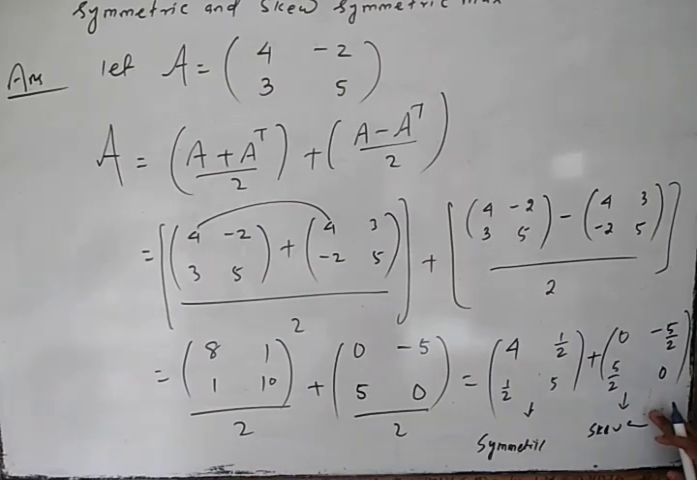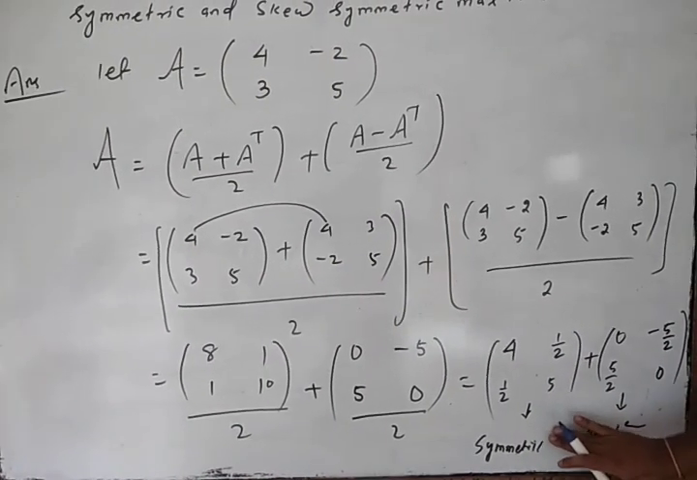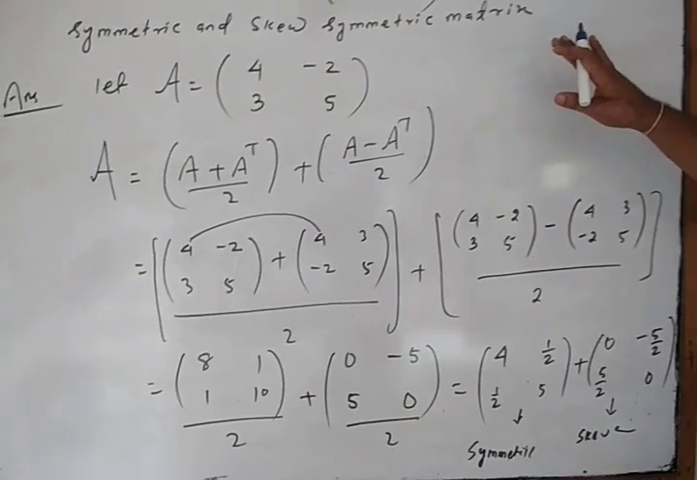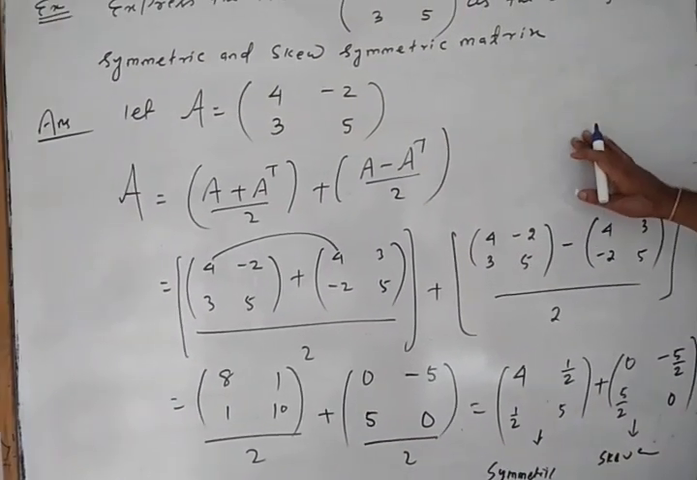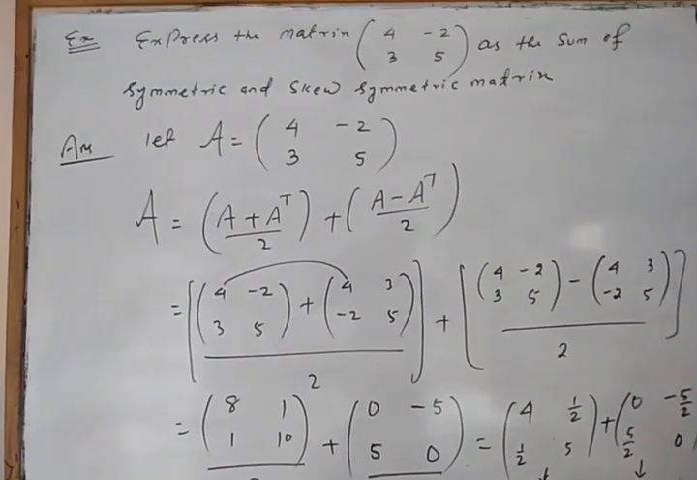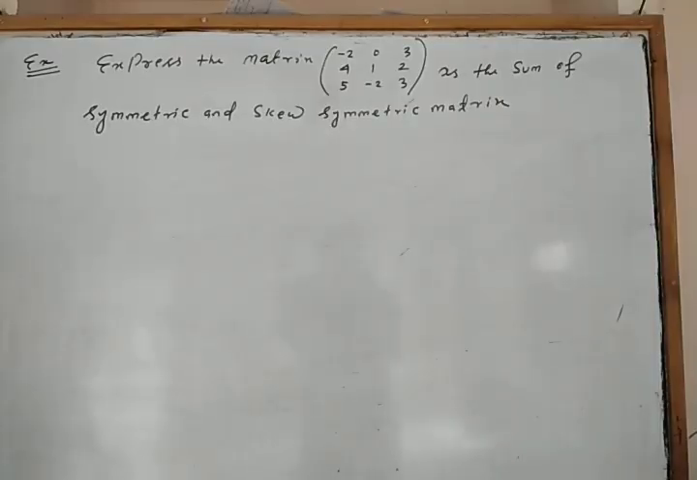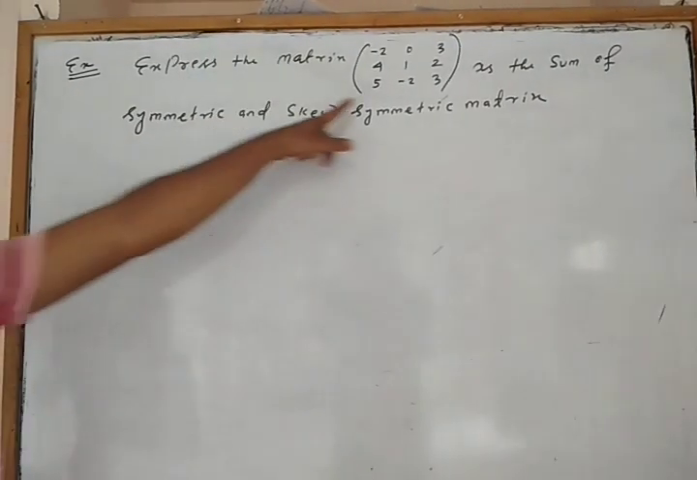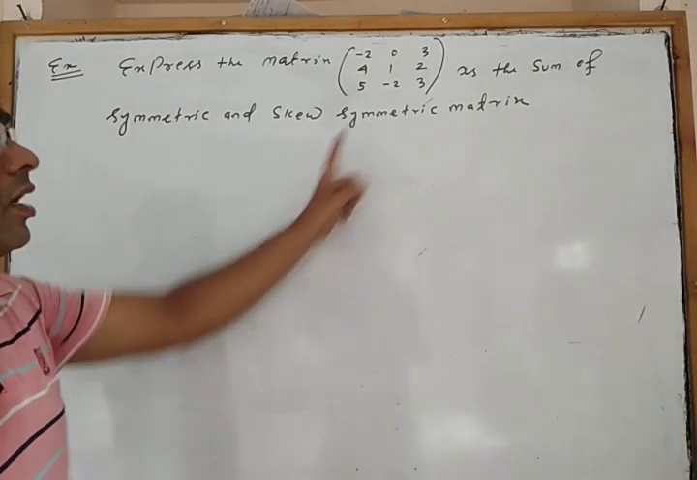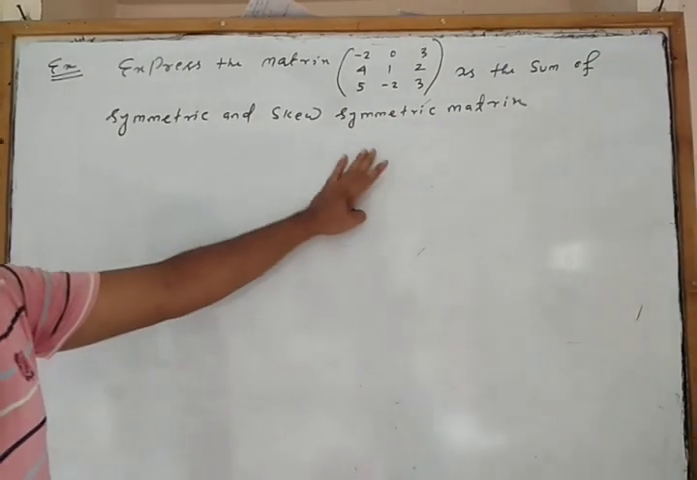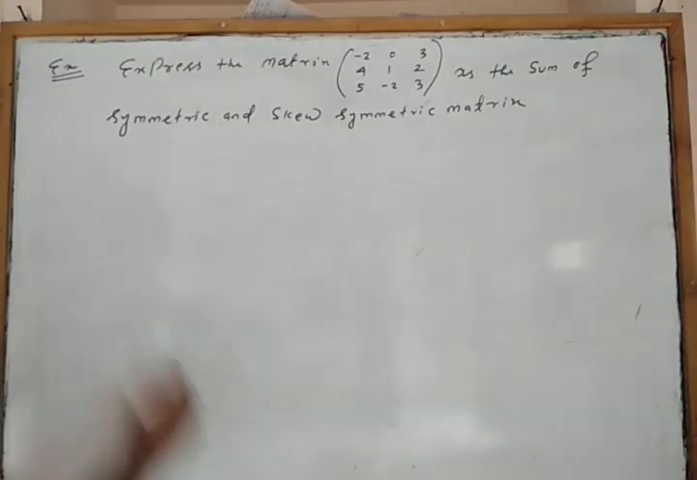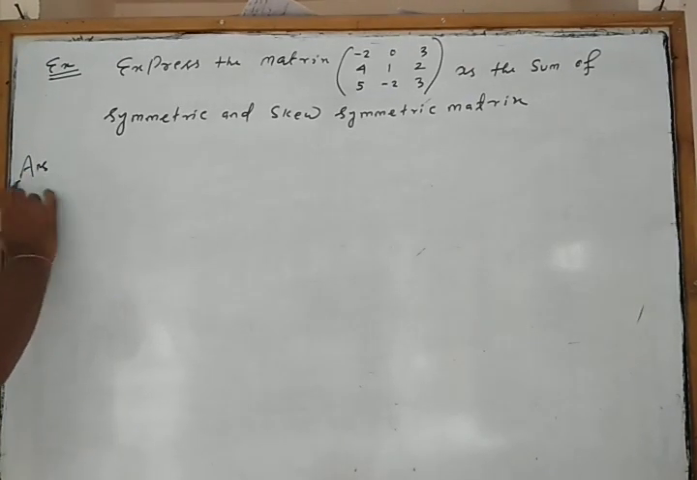So this is a skew symmetric matrix and this is a symmetric matrix. In this way you have to express symmetric and skew symmetric matrices. Next, another example. Express this 3 cross 3 matrix as the sum of a symmetric and a skew symmetric matrix. Similarly, clearly you have to take this matrix.